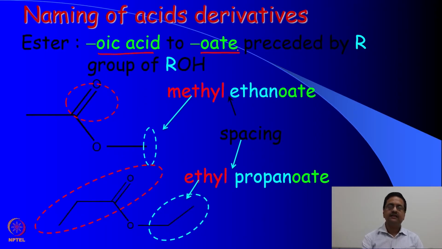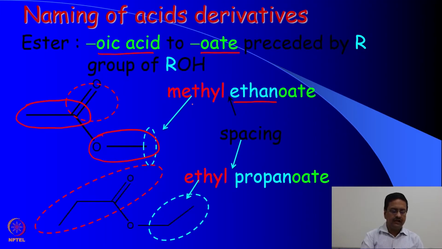So, in the example that I have written, you have one carboxylic acid which is originating from an acid containing two carbons. So, it was ethanoic acid, but then I have a methyl group which is connected to the oxygen. So, then it is the methyl ester of ethanoic acid. So, the name should be methyl ethanoate.